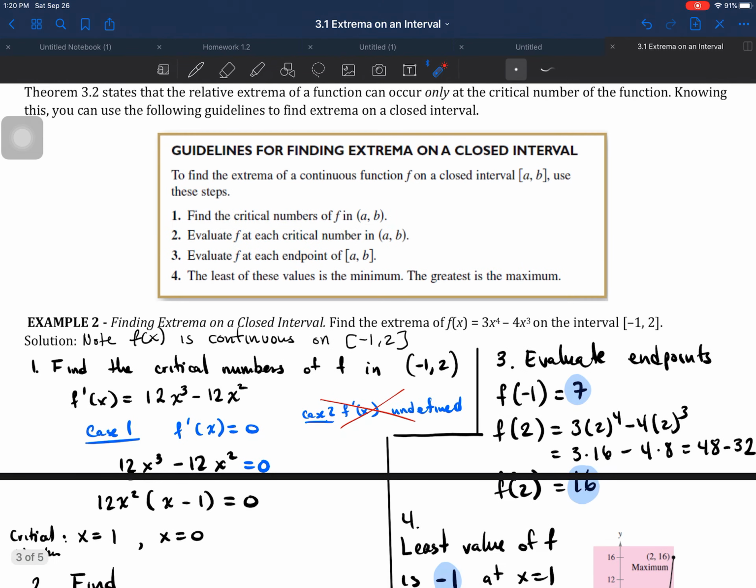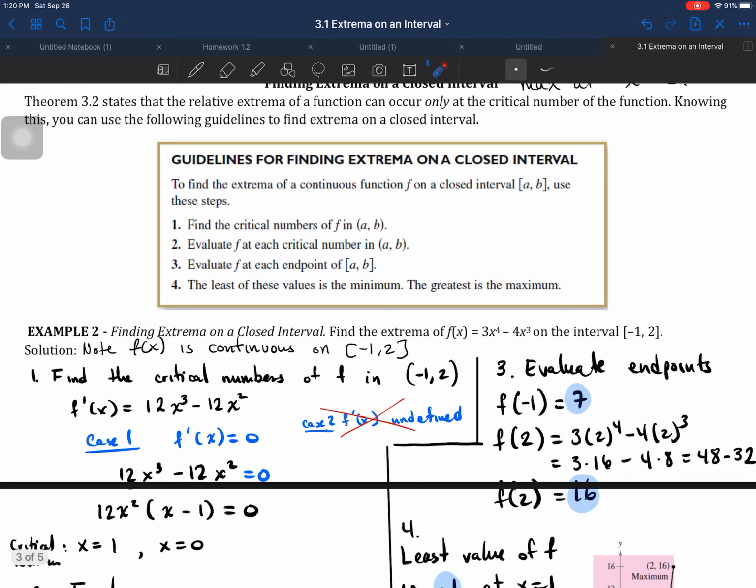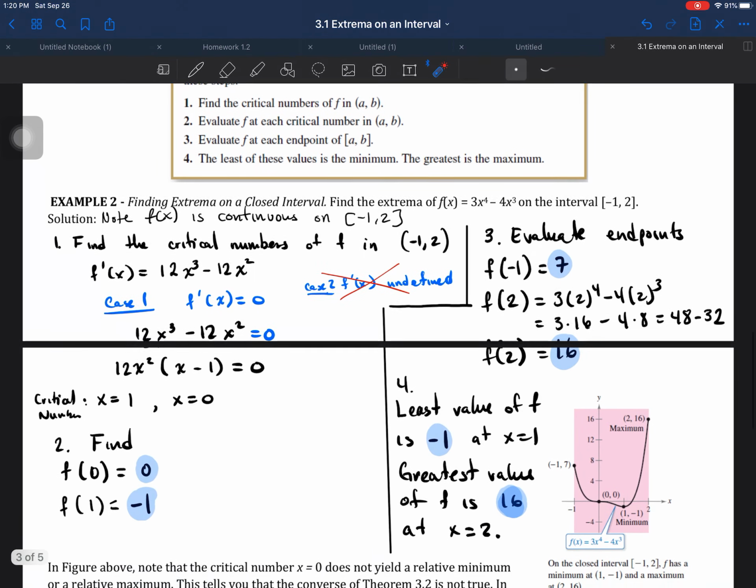Step number 1, find the critical numbers of f in the interior interval of a and b. Then evaluate f at each critical number. Then do the same thing for the endpoints: evaluate f at a and b, and then compare. The least of these values will be the minimum, and the greatest of these values will be the maximum. So this strategy is very, very common for us to do.